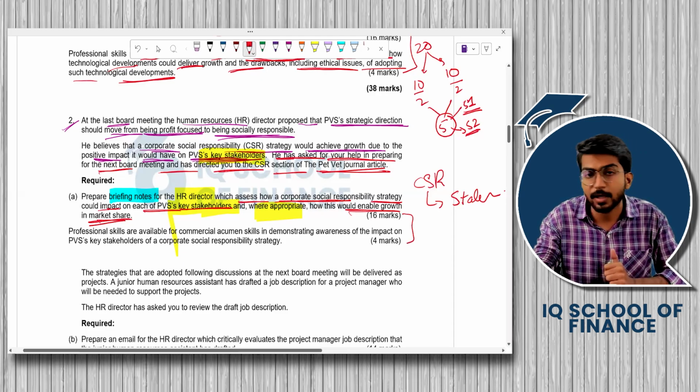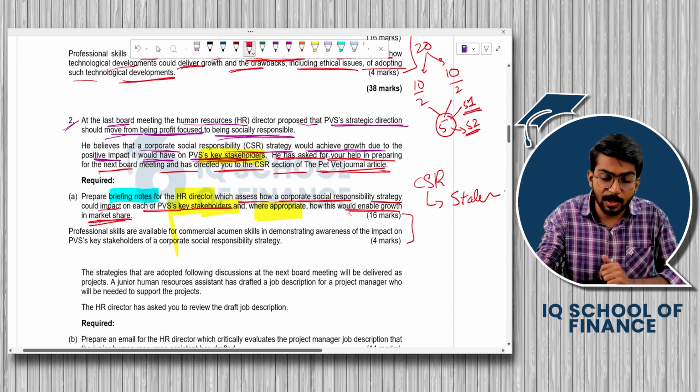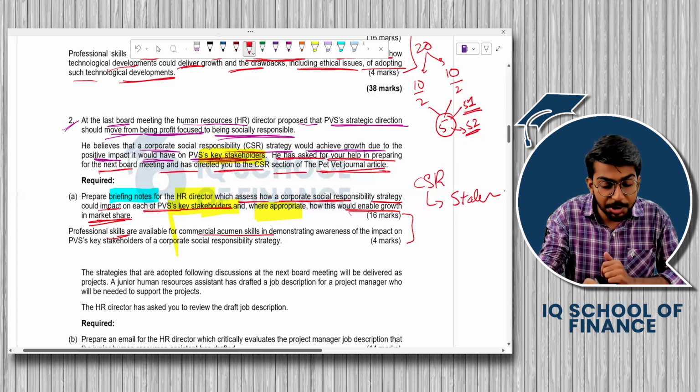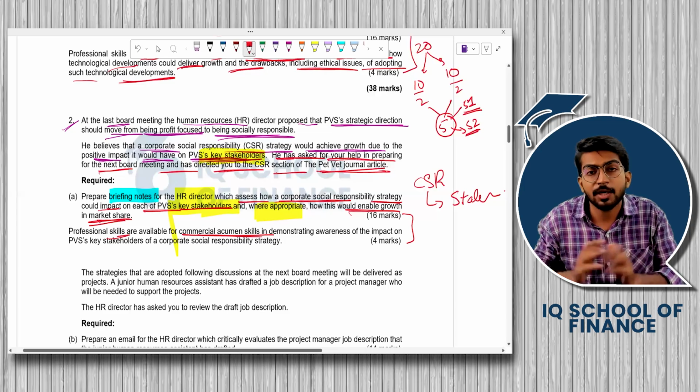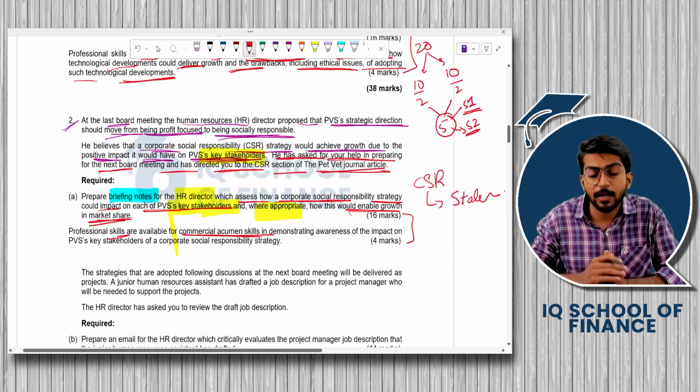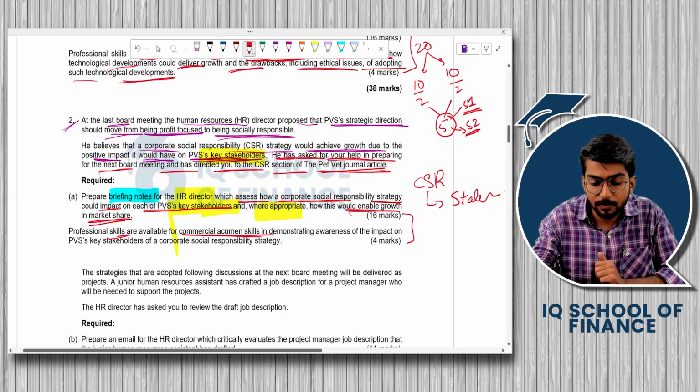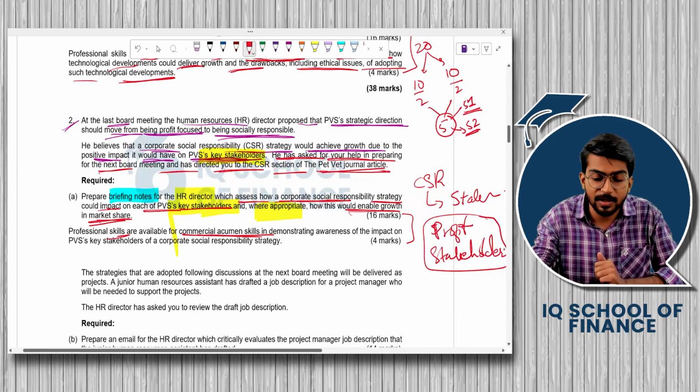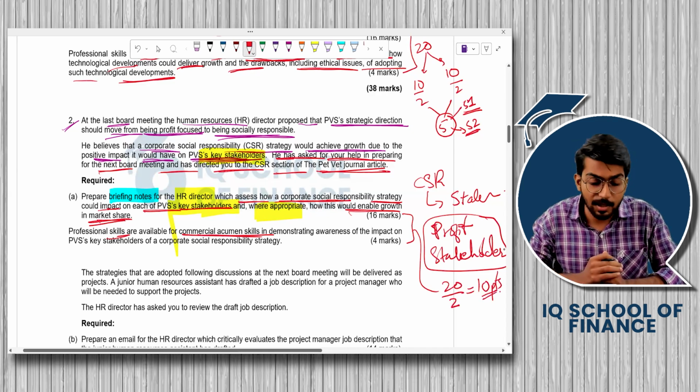Right now we have not done this question, so it is a 20 marks question. Professional marks are for the commercial acumen skill. Obviously the commercial acumen skill is related to two things: the profits and the stakeholder management. So this question ultimately deals with these two things. That means it's a 20-mark question, and if I divide 20 by 2, 10 good points would be more than sufficient for this answer.